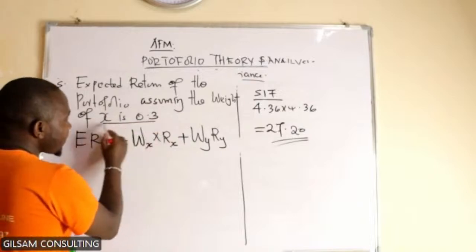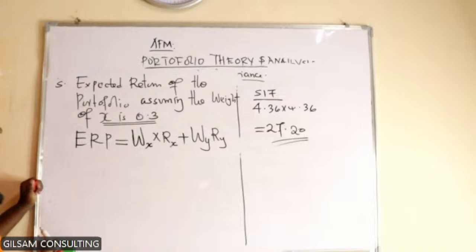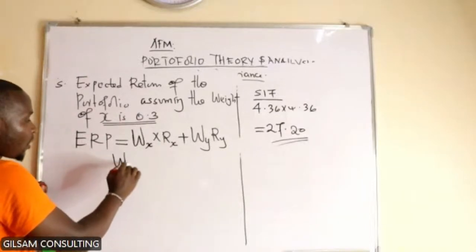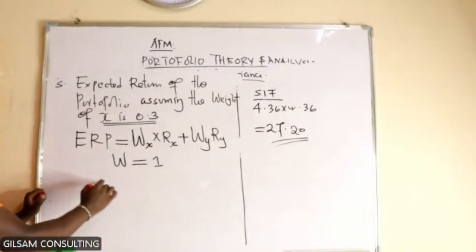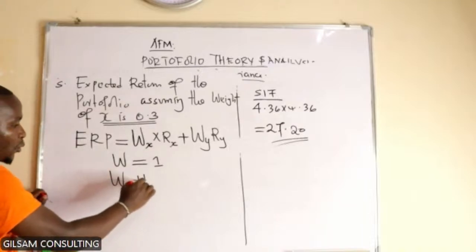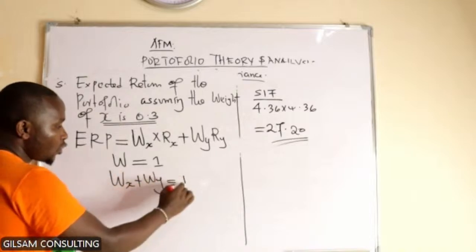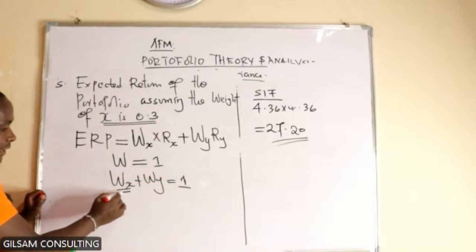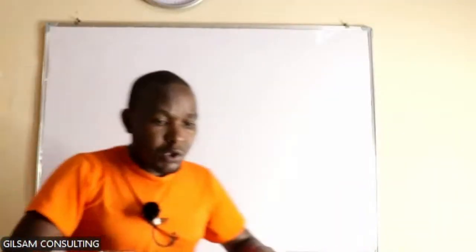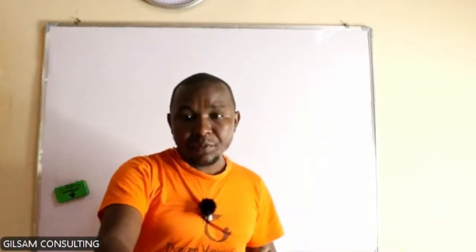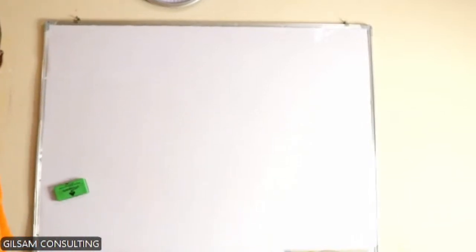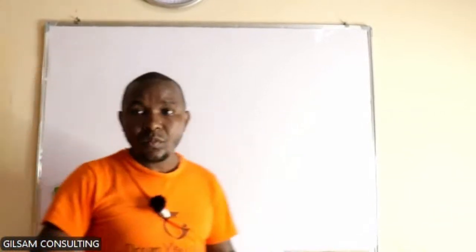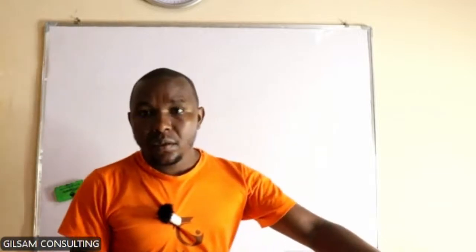We have been given the weight of X. The weights always equal 1, which is the weight of X plus the weight of Y. We have the two weights, so our ERP is the return of X times the weight 0.3, plus the return of Y times the weight of Y, the other part, 0.7. That will give us the answer.